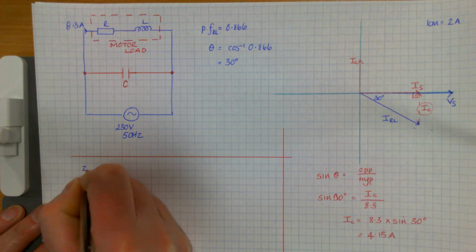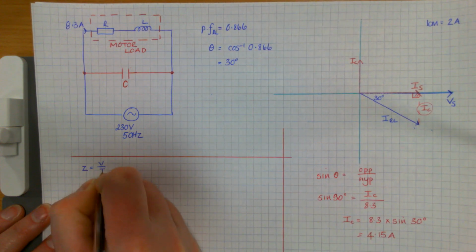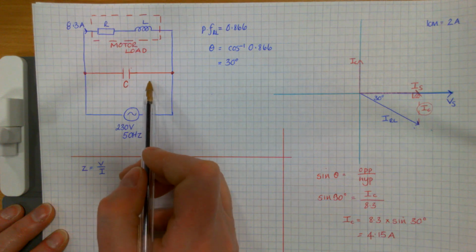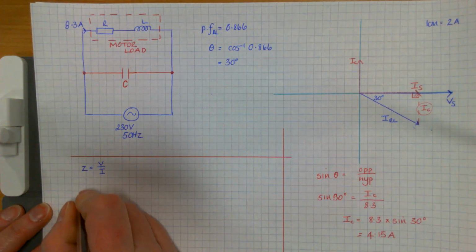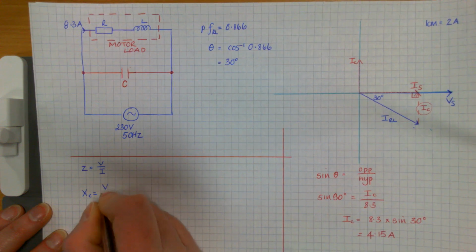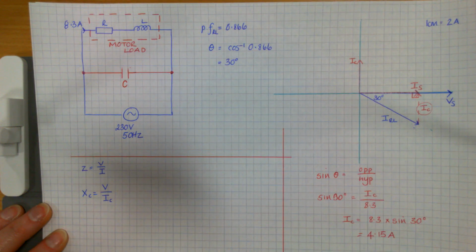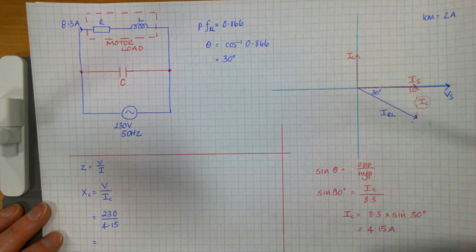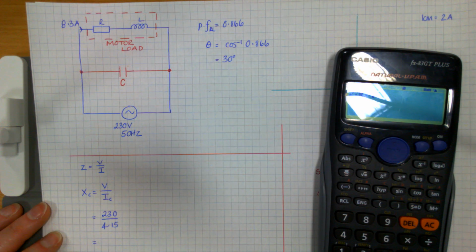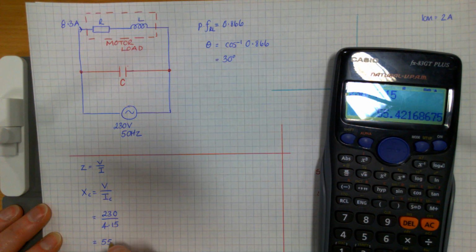So I know that Z equals V over I. And I know that for this branch, the only impedance that's in it is the XC. So I can go from that to XC equals V over IC. So my V, 230, my IC, 4.15, just using the magnitudes. 230 divided by 4.15. So that gets me 55.42. XC is measured in ohms.